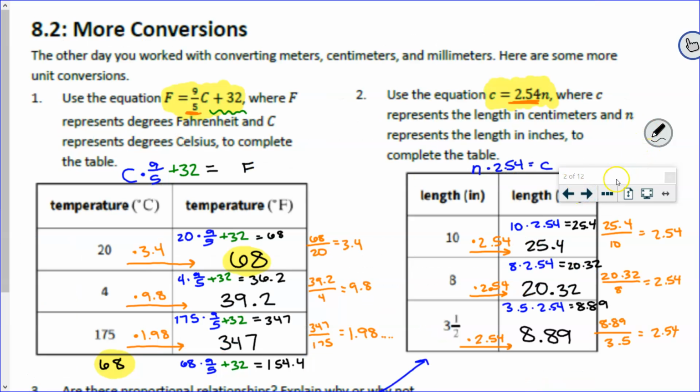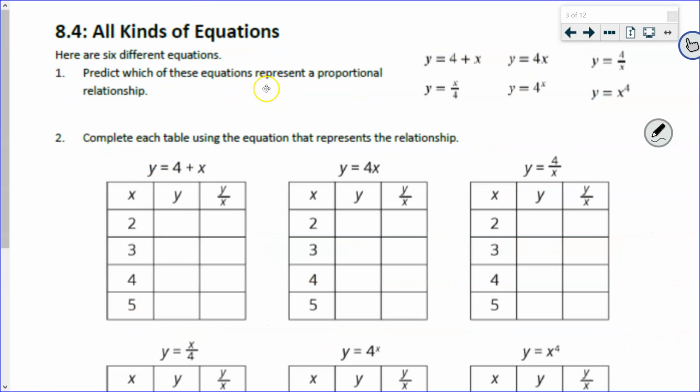So in our last video, we had these two different tables, where we were able to find a relationship going across the table using these equations. And after we did that, we noticed that this one, where it had 9/5 c plus 32, ended up not being proportional. And this one, where it was c equals 2.54n, was proportional. In the one that's proportional, we're only multiplying, where in the one that's not proportional, we're multiplying and we're adding. And so now we're ready for our next task.